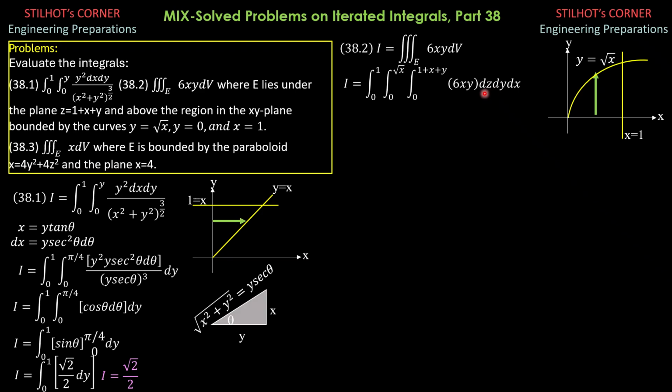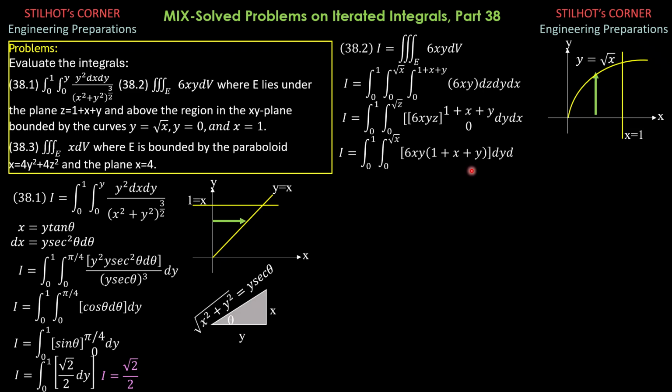So integrating with respect to z, that would be the integral 0 to 1, 0 to square root of x of quantity 6xy z from 0 to 1 plus x plus y, then dy dx. So simply we substitute z equal to 1 plus x plus y minus 0. So that would be the integral 0 to 1, the integral 0 to square root of x of quantity 6xy times quantity 1 plus x plus y dy dx.